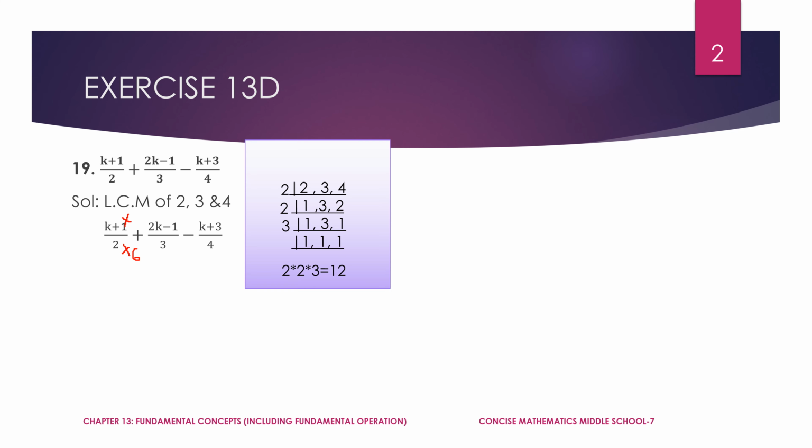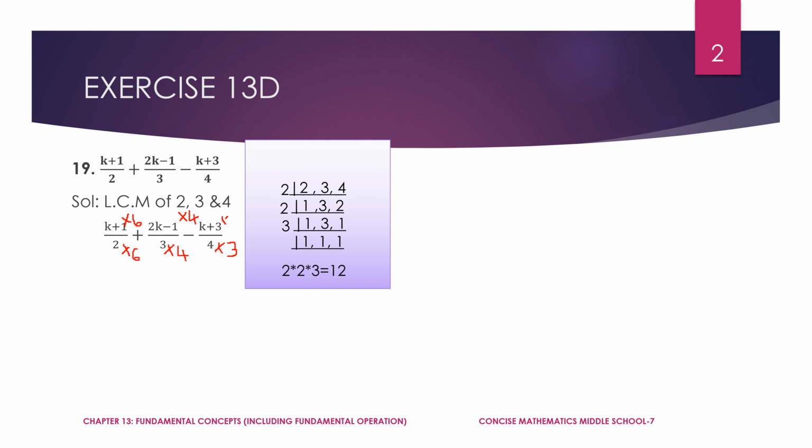So you have to multiply with 6 on the numerator also. To make this 3 into 12, you need to multiply it with 4. Even here you need to multiply it with 4. To make this 4 into 12, you need to multiply it with 3. 4 threes is 12, right?